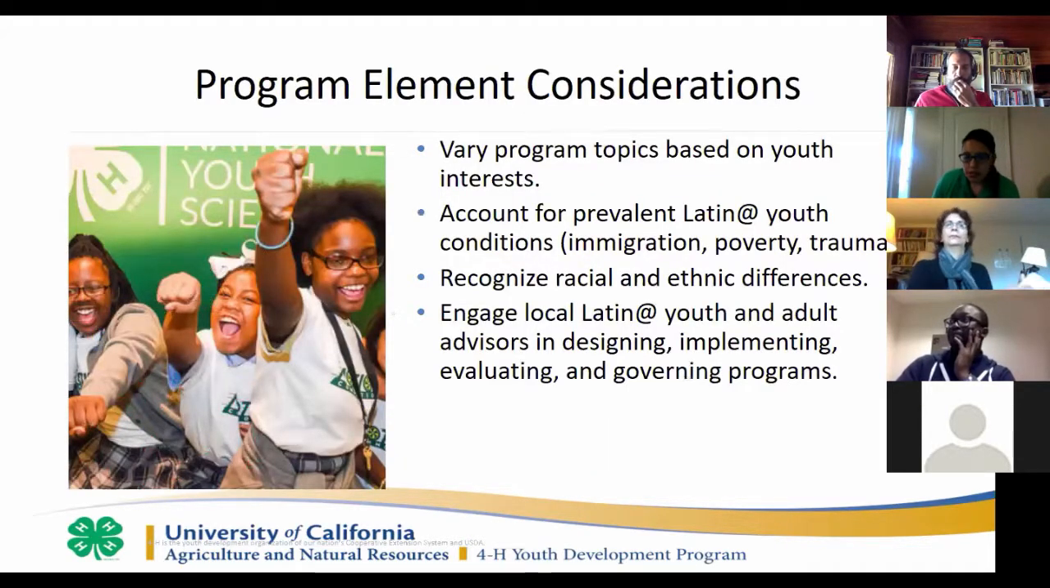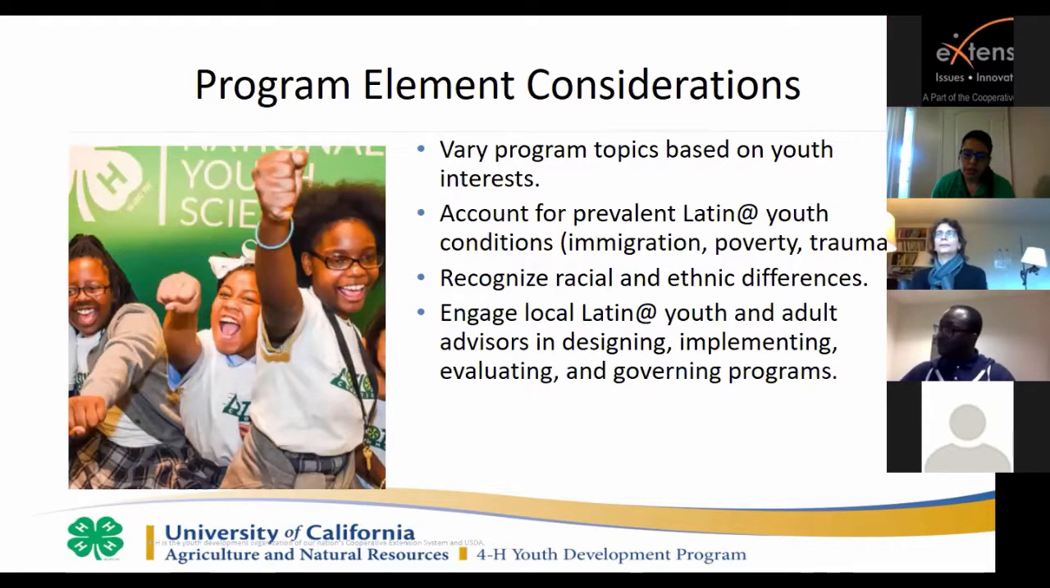Going back to the program elements considerations, successful organizations serving Latino youth were able to vary their programs based on youth interest. When appropriate, they also accounted for prevalent Latino youth conditions, whether immigration, poverty, discrimination, or anything else present in the lives of young people. They also recognize, rather than ignore, relational ethnic differences. Programs were really intentional about adapting and recognizing this difference. And one thing that is really important, particularly for extension programs, is that they also engaged local Latino youth and adult advisors in designing, implementing, and evaluating programs. That means they give them a significant space of voice and vote on whatever has been happening at the local level.